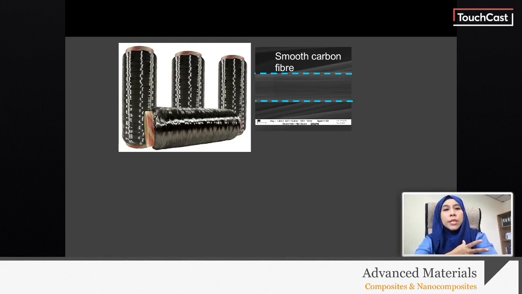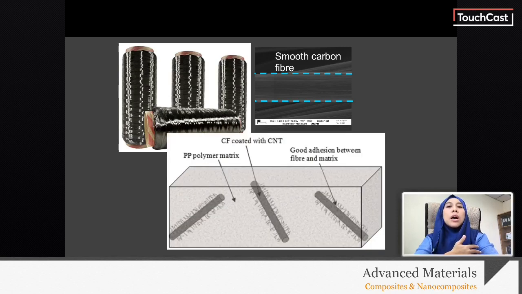The focus of the rest of this video is how carbon nanotube coatings are grown on carbon fibers in order to improve the interfacial shear strength of the fiber reinforcement. And CNT coated carbon fibers are referred to as hierarchical fibers.